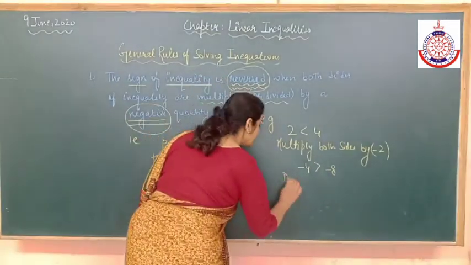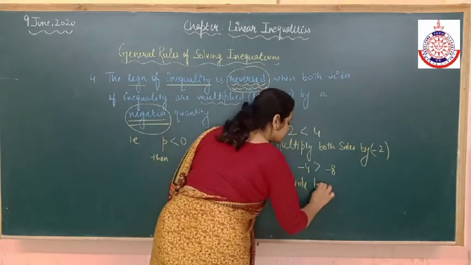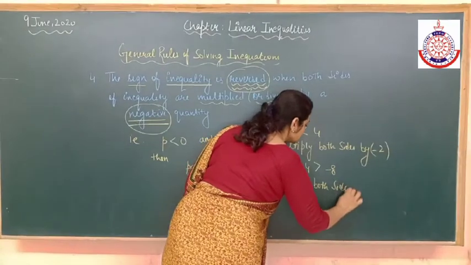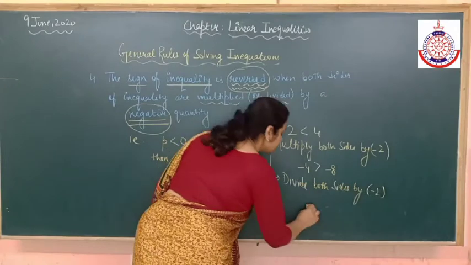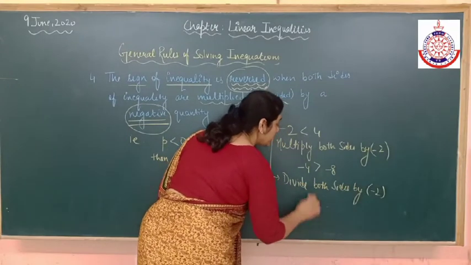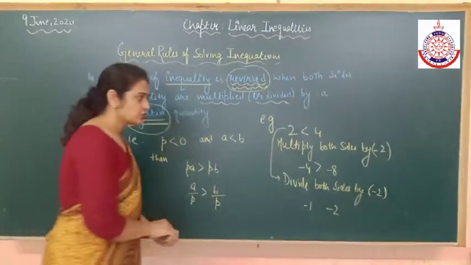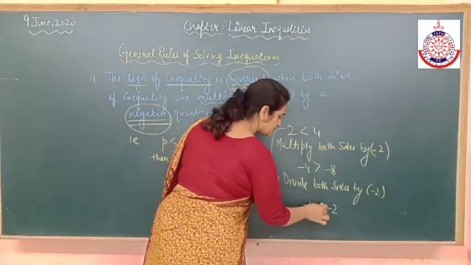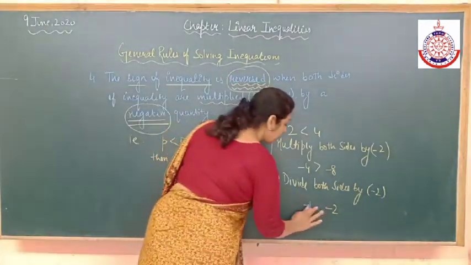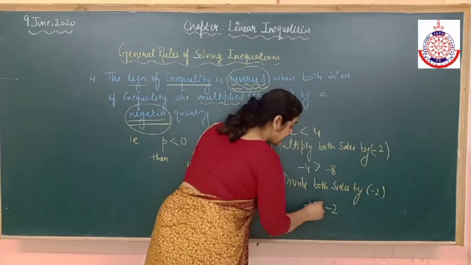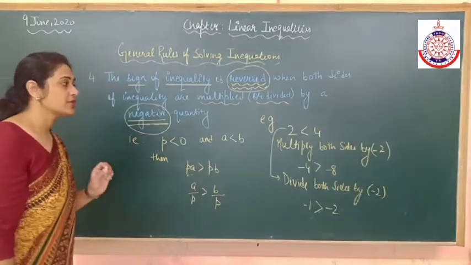Similarly, say we divide both sides by minus 2. So it has become 2 by minus 2, minus 1, and 4 by minus 2, minus 2. Which is greater? Does the inequality remain the same? Is minus 1 less than minus 2? No. Minus 1 is greater than minus 2. Alright children, the most important property.